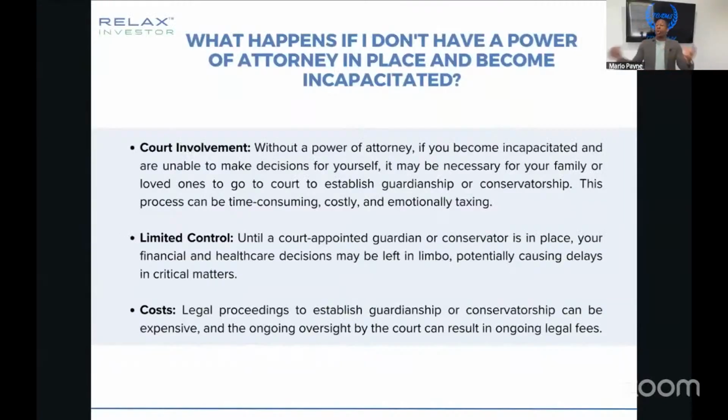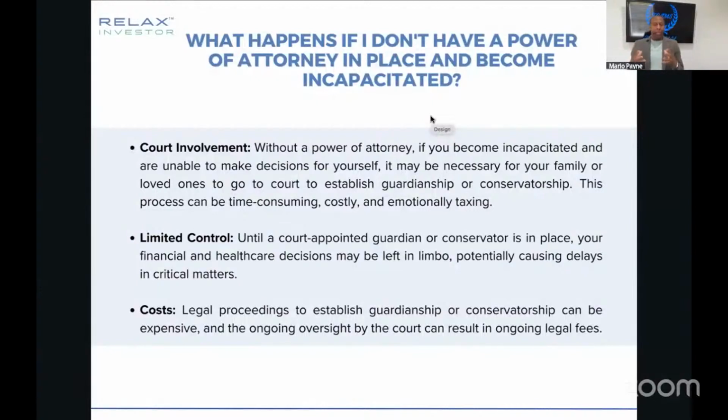So what happens if I don't have a power of attorney in place and I become incapacitated? Well, three things. Number one, without a power of attorney, if you become incapacitated and you're not able to make decisions for yourself, it may be necessary for a family member or loved one to establish a guardianship or conservatorship, right? Kind of what happened to Britney Spears, conservatorship. Another reason why having things in place, with a will and a trust to support it, is guardianship.